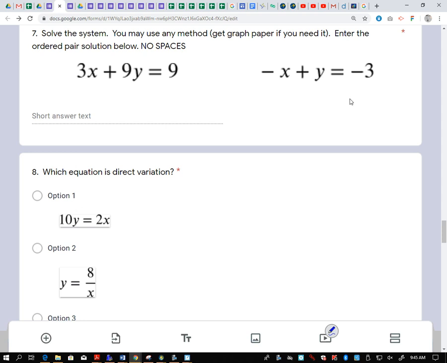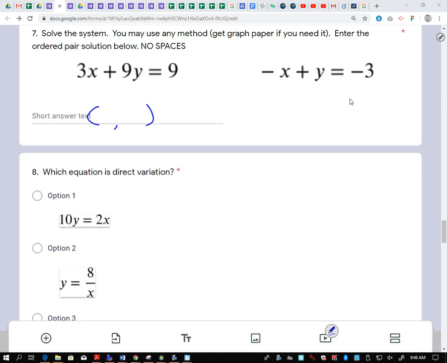Okay, let's come down to 7. Solve the system. You can use any method. You can get graph paper if you need it. Enter ordered pair solutions with no spaces. So what I am looking for is something that's going to fit in here like this, your x value and your y value in a coordinate pair. Okay. How do you guys want to try to solve this? Do you want to use substitution like what we've done? Or do you want to use something else? We can use elimination.